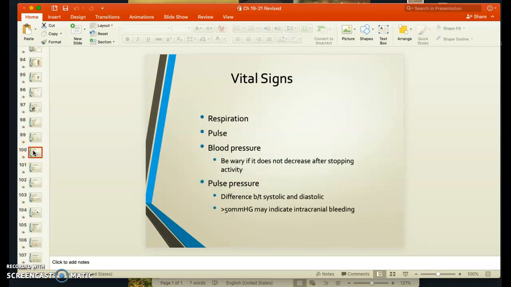Other things with a head injury, we always want to keep in mind vital signs. Respiration, they might have a change in breathing pattern. Pulse could skyrocket or it could bottom out. Same thing with blood pressure. Typically, following a head injury though, blood pressure continues to rise. So good clinical skill anytime we're dealing with someone with a head injury, we always want to keep in mind and check those vital signs.